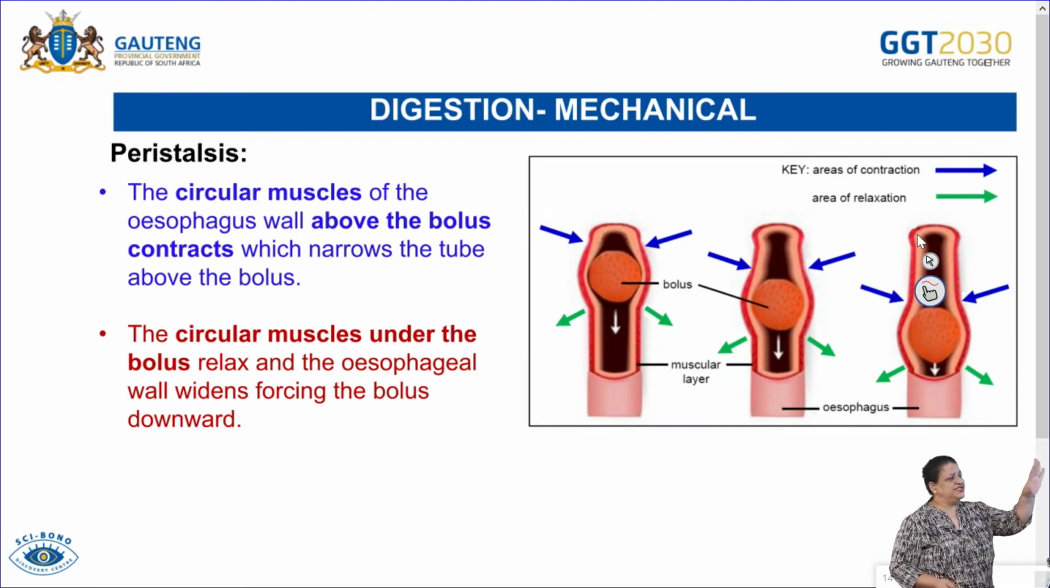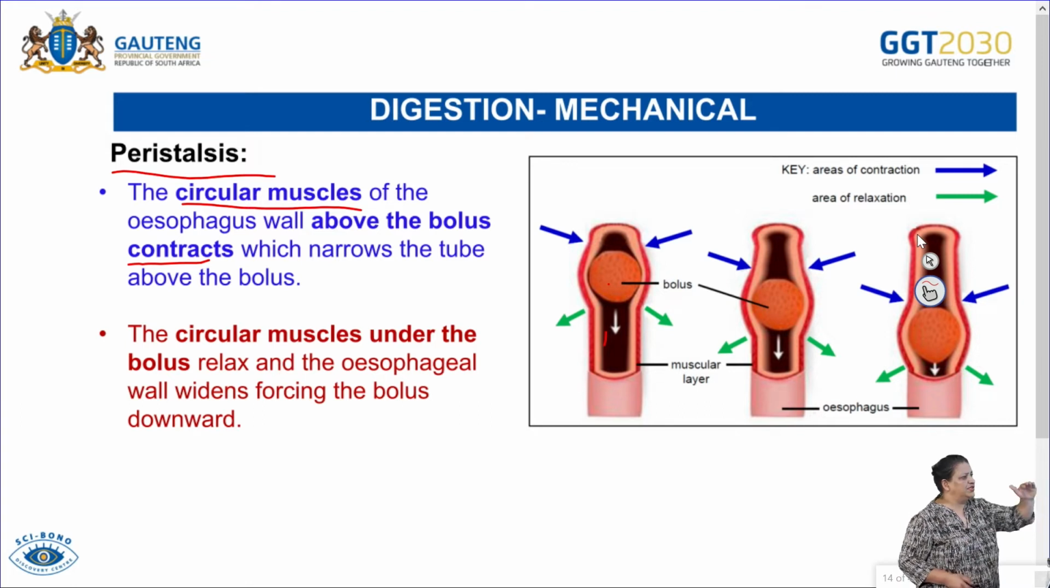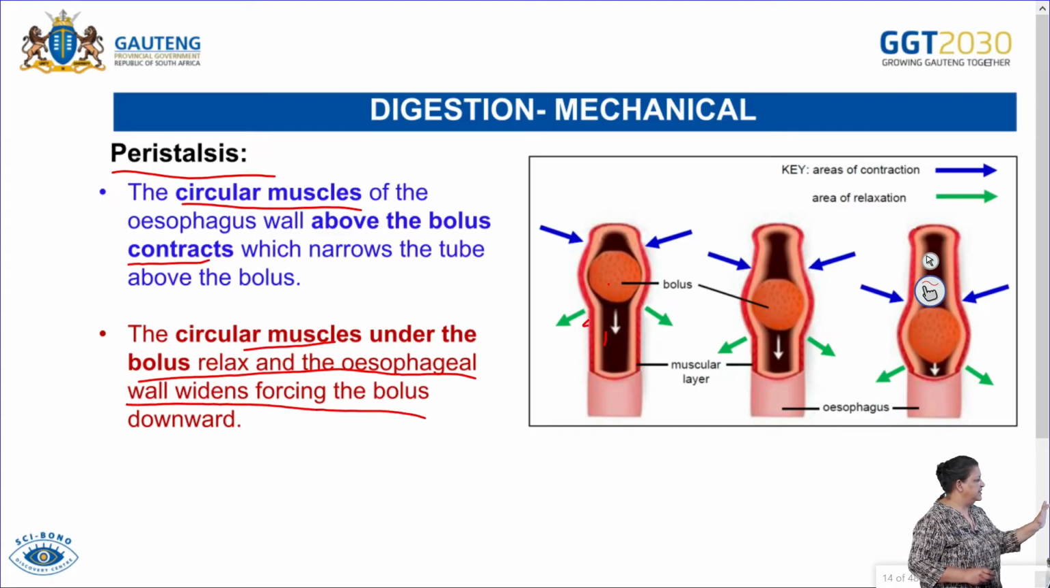Mechanical digestion. You can see here the food bolus like a round ball. You can see it moving down and down as the muscles push it. And this is called mechanical digestion. So peristalsis is the circular muscles above the bolus contracting, which narrows the esophagus. And the circular muscles under the bolus relax and the esophagus widens, forcing the bolus down.